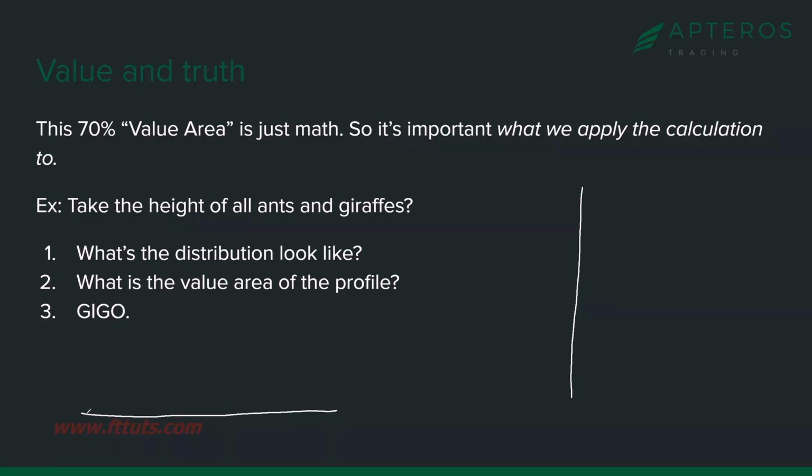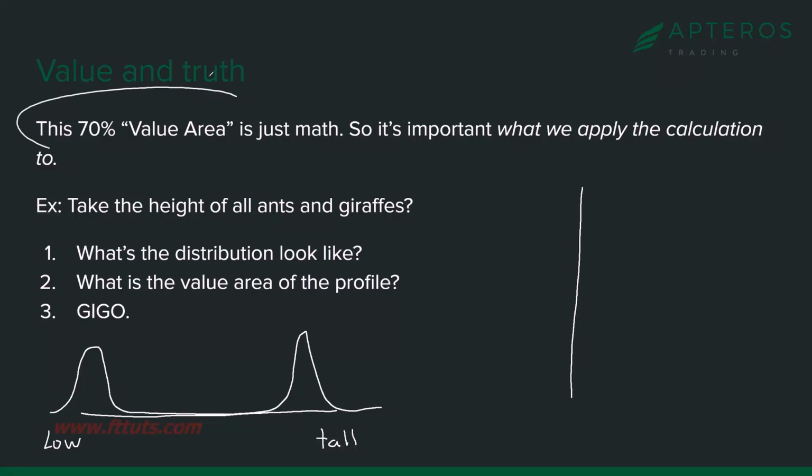So we're going to have a distribution, and this would be low height, and this would be tall height. It doesn't matter what the numbers are. This is going to be 1 centimeter, and this is going to be however tall giraffes are, 20, 30 feet. I don't know. So what's this distribution going to look like? It's going to look like this.